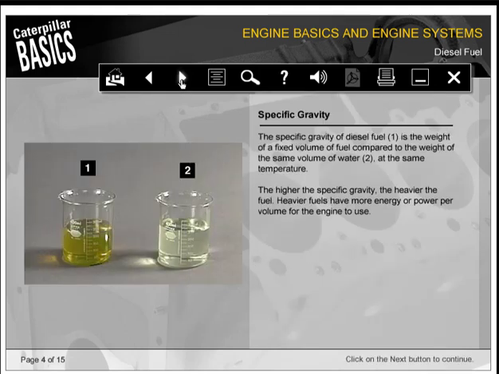The specific gravity of the diesel fuel in Sample 1 is the weight of a fixed volume of fuel compared to the weight of the same volume of water found in Sample 2, while at the same temperature. The higher the specific gravity, the heavier the fuel. Heavier fuels have more energy or power per volume for the engine to use.